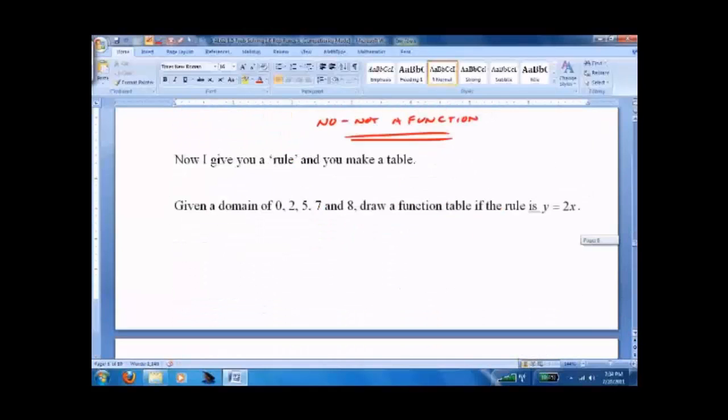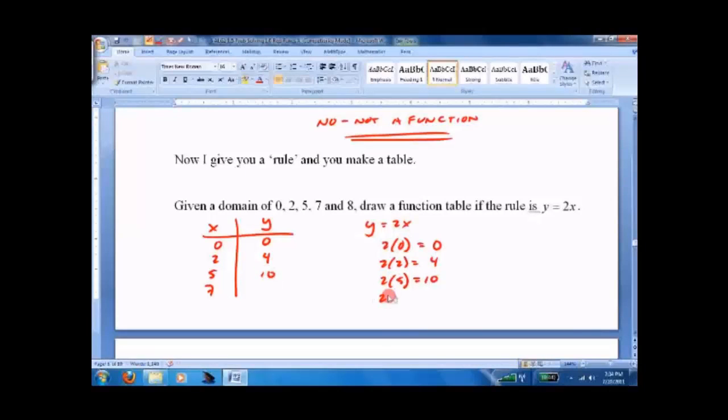Now I'll give you a rule and you make the table. Draw a function if the rule is y equals 2x. So x is the domain. We write down 0, 2, 5, 7. The rule is that y equals 2 times x. So 2 times 0 equals 0. 2 times 2 equals 4. 2 times 5 equals 10. 2 times 7 equals 14. And that's it. It's really that simple. A lot of fancy math terms, but it's about that easy.